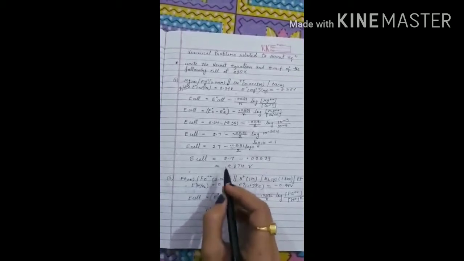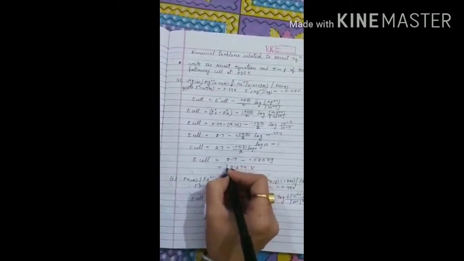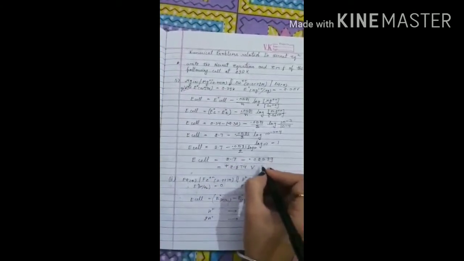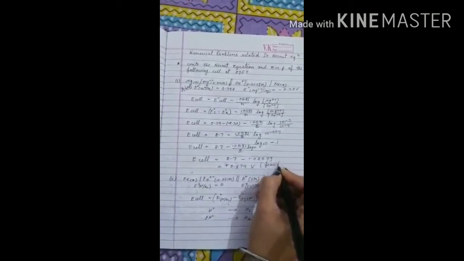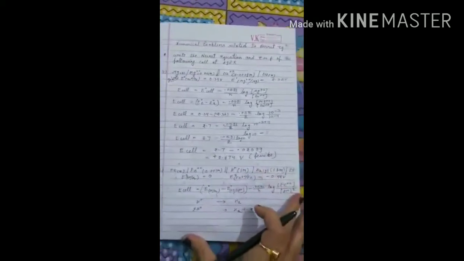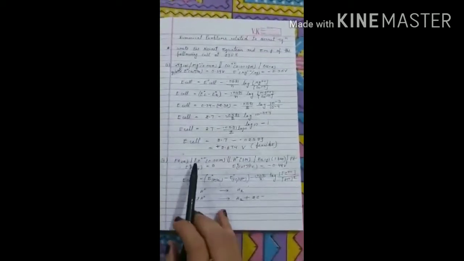Now observe one thing: we are getting the answer in positive terms, a plus sign. So that reaction is feasible, which means spontaneous. This means this cell reaction will work properly. Okay, let's come to the second question.